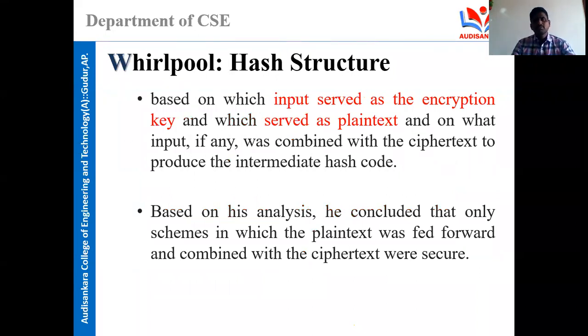We are giving the input, which serves as the encryption key, and the plain text. What is important is how this input is combined with the ciphertext to produce the intermediate hash code. Based on his analysis, Mr. Preneel concluded that the only schemes in which the plain text was fed forward and combined with the ciphertext were secure. So he concluded finally this one.